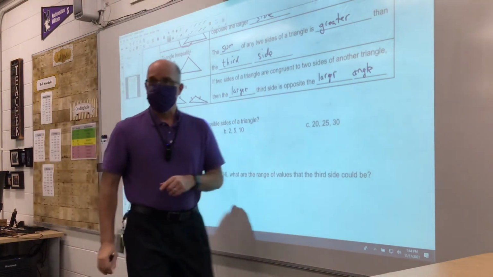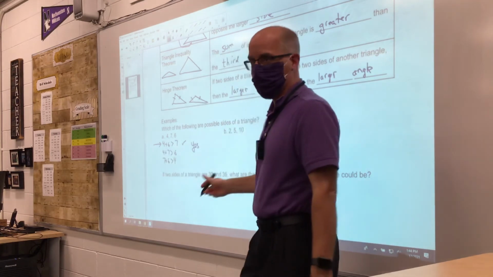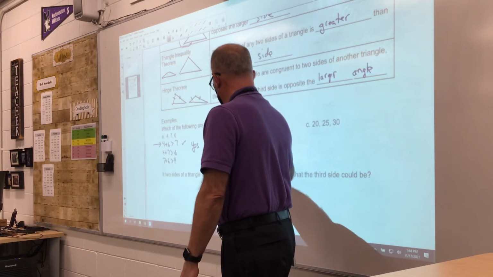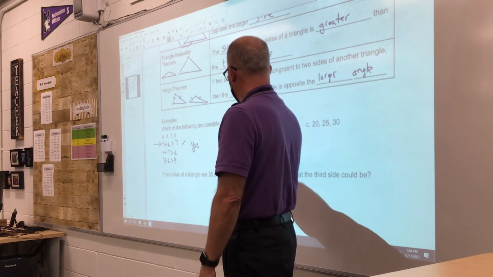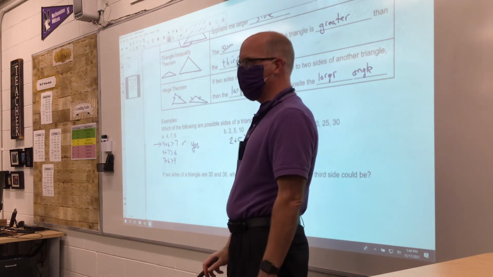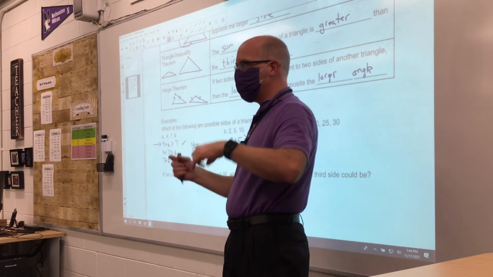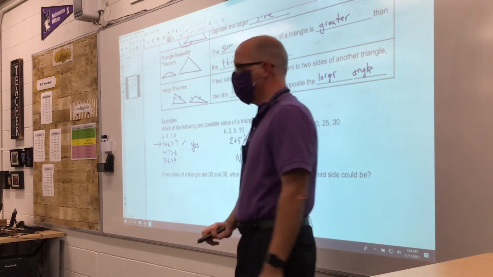Look at this next one. If you add the two smaller ones, is it larger than the third? No. 2 plus 5 is not greater than 10. You can't have a triangle with two sides that are 2 and 5 and the other side 10. So the answer would be no. That's all you have to check.